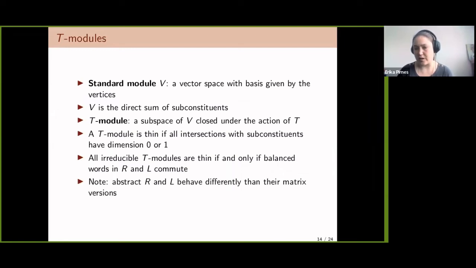And just a note here, the abstract R and L behave differently than their matrix versions. For example, if we look at the matrix R in our previous example, in the 8-dimensional case, if I take a high enough power of R, I'll get 0. But with the abstract R, that just never happens. I can have R as long as I want, and that never becomes 0. So basically, my problem is inspired by this situation, but is not quite the same. I'm only looking at the abstract R and L on only those relations that balanced words commute.